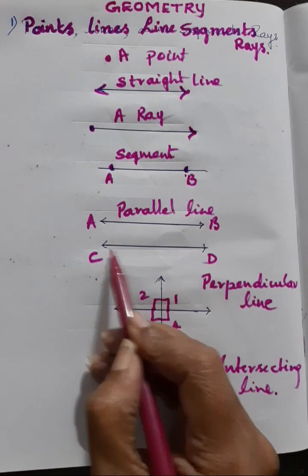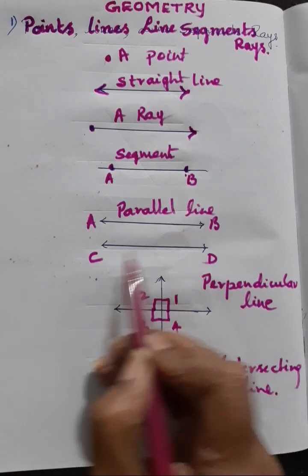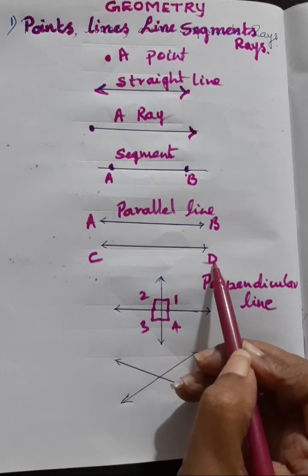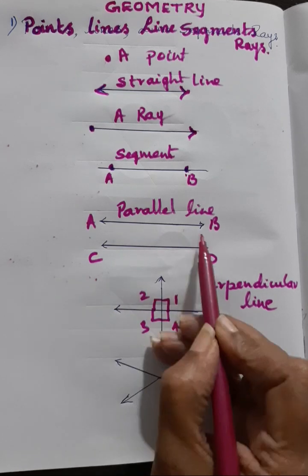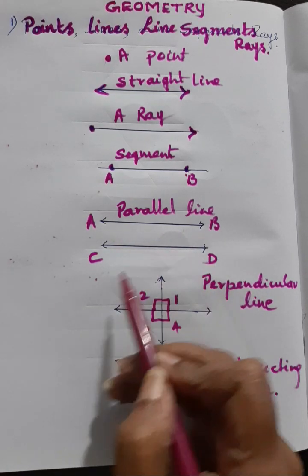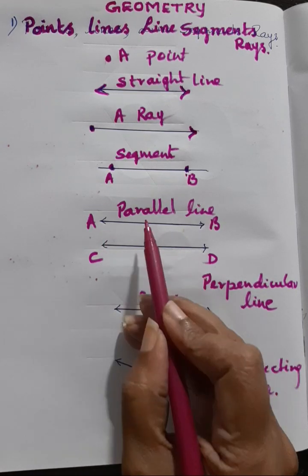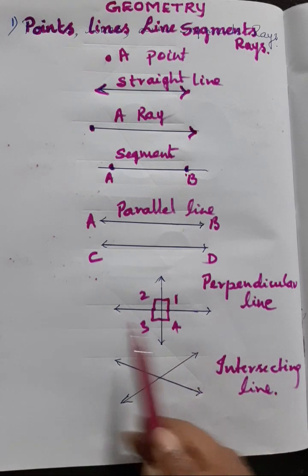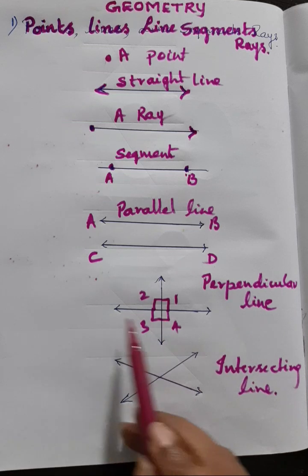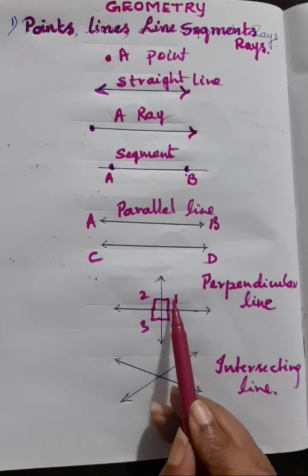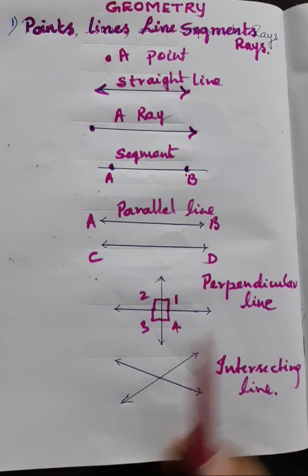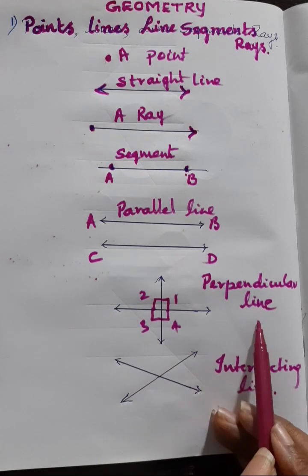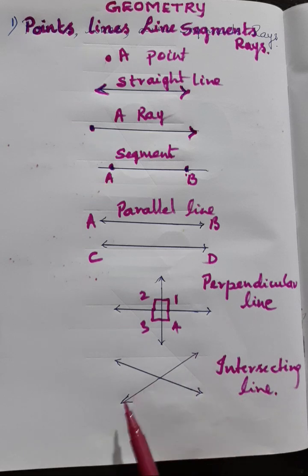Next one is parallel lines. See here, this is one parallel line AB. Next one is CD. These two lines will never meet or intersect. So those types of lines we call parallel lines. Then after that, this we call a perpendicular line. Those lines intersect to form four right angles. Next one is intersecting lines, meaning two lines that cross like this.